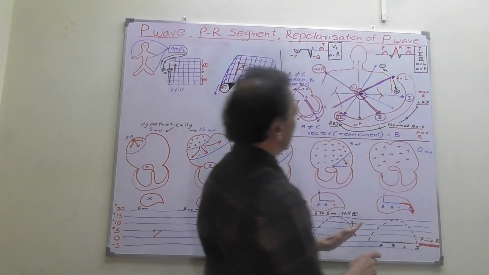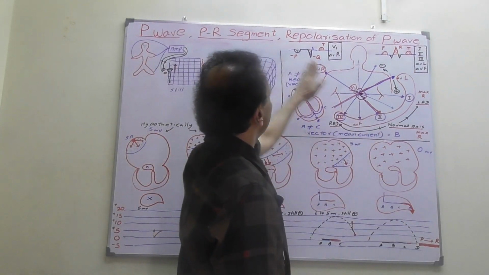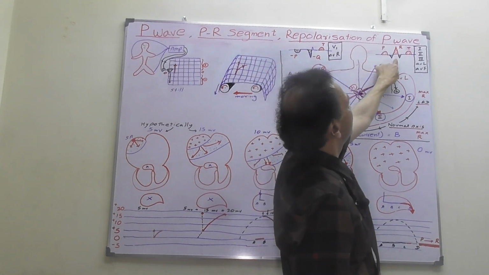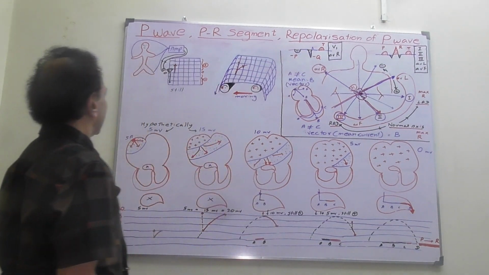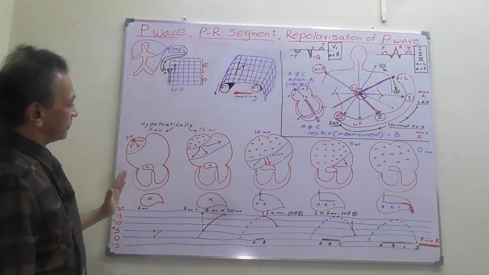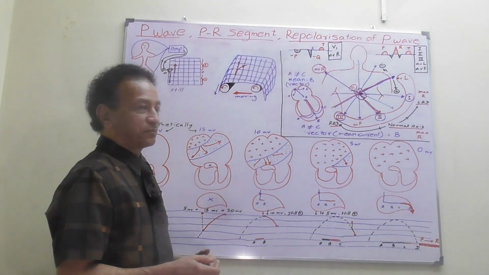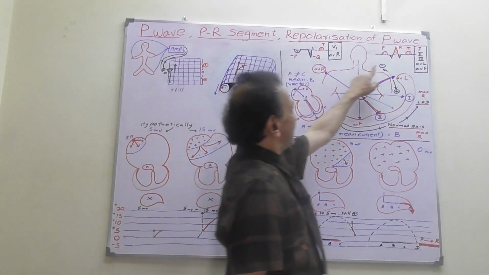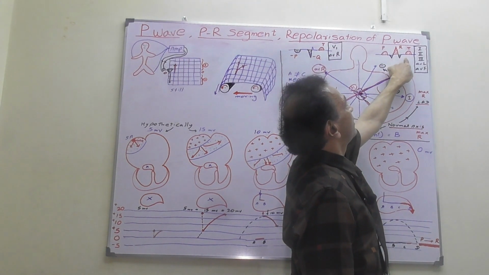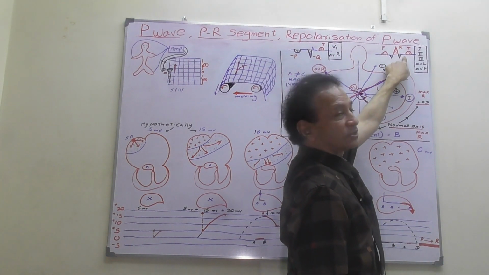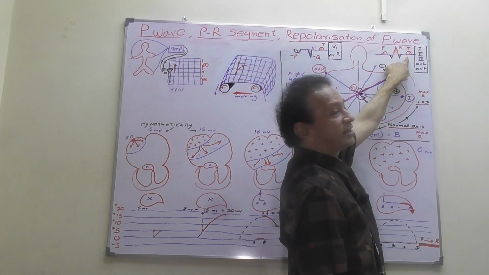So this is how the P wave is produced, how the PR segment is produced, and how the repolarization of the P wave, which is hidden inside the QRS complex, is produced. Now this is the theory of the mechanism, how the P wave occurred. In my next video, I will explain how the ventricles contract and the QRS is produced, how the ST segment occurs as a horizontal line, and how the repolarization of the ventricles produces the T wave.